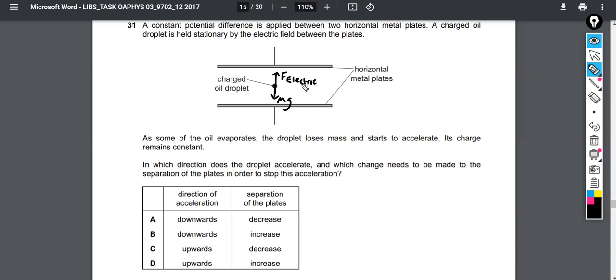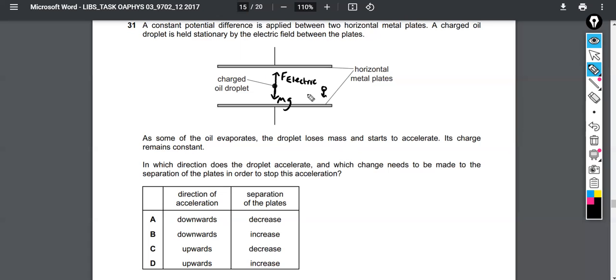Remember that in between these plates, there's an electric field. An electric field is a region of space where charges are going to experience a force, namely an electric force. And so when those forces are balanced, the droplet will float. But now, as the oil evaporates, it loses mass, and that means that its weight is going to decrease. And so as this thing is evaporating, sometime later, the weight vector is not as pronounced.